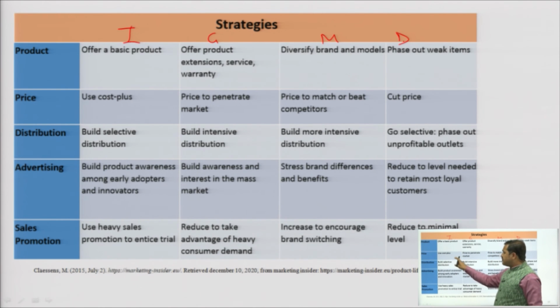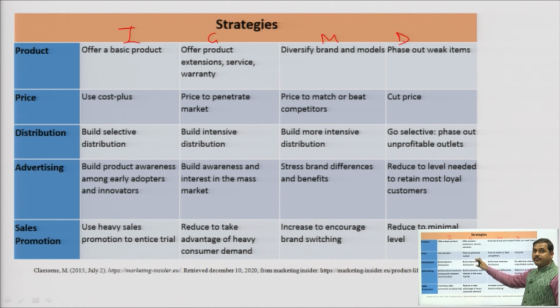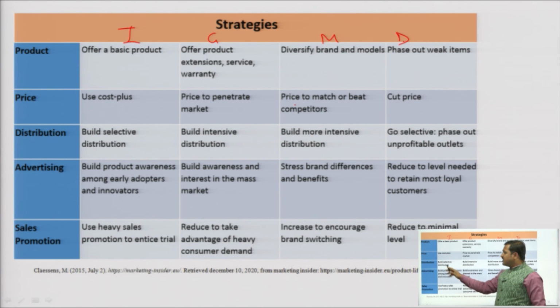Price: use cost-plus pricing, price to penetrate the market. Now, we need to capture the market, and in order to increase the market share, we need to lower the price when it is required. Price to match and beat the competition, so that we stabilize the competition and my stability and stay in the market is longer. Cut the price. Distribution: build selective distribution, build intensive distribution, and build more intensive distribution. Then go selective, phase out the unprofitable ones. That is how the strategy has to be in terms of distribution.